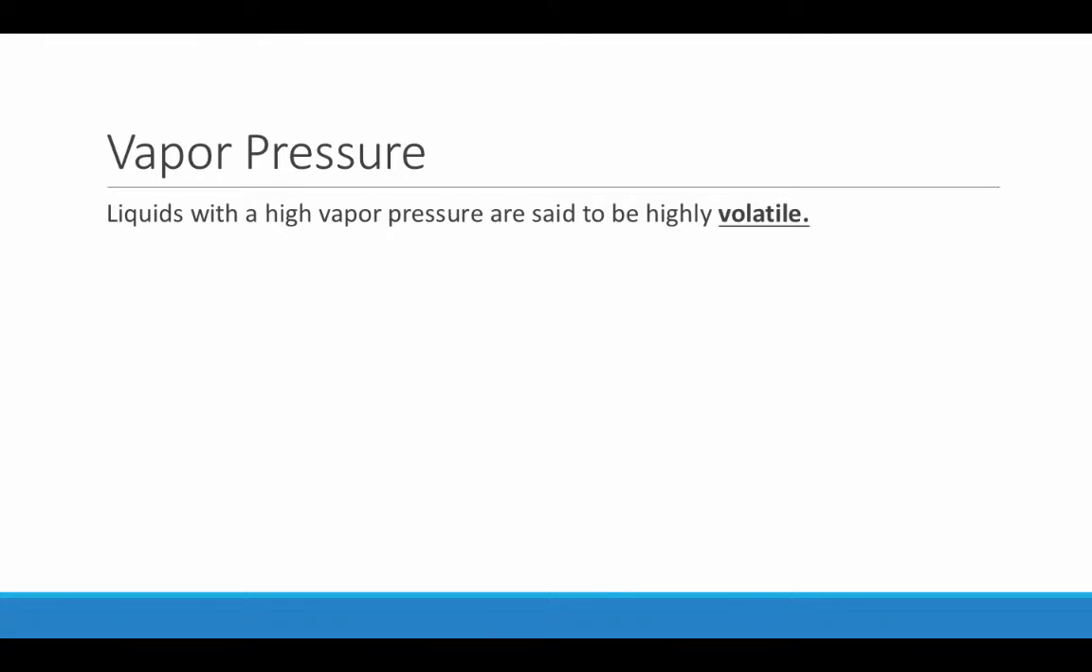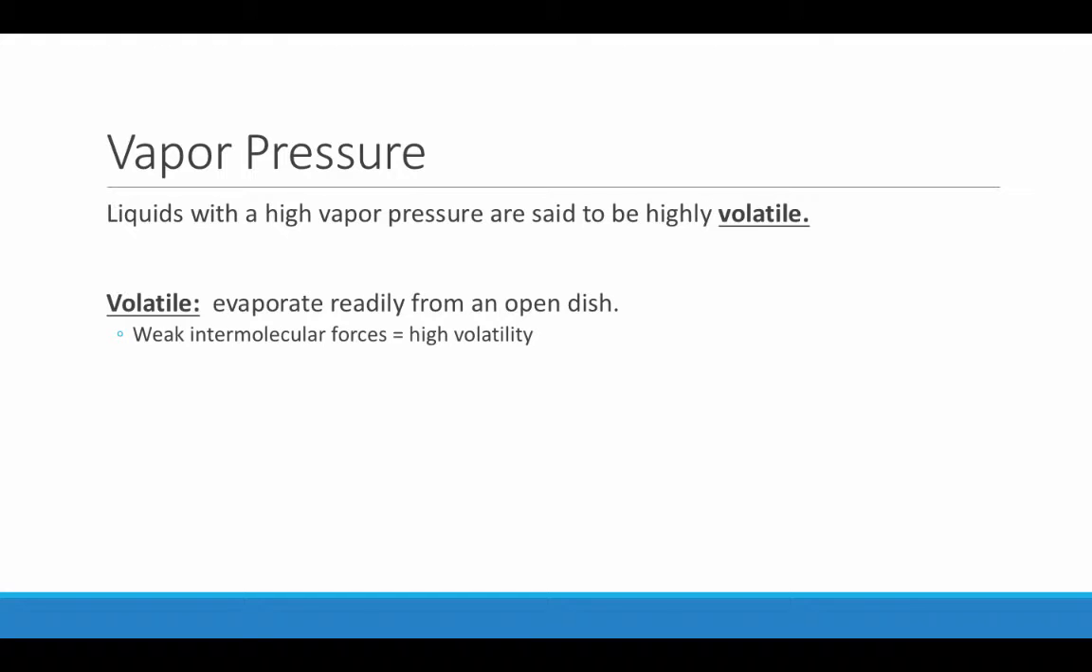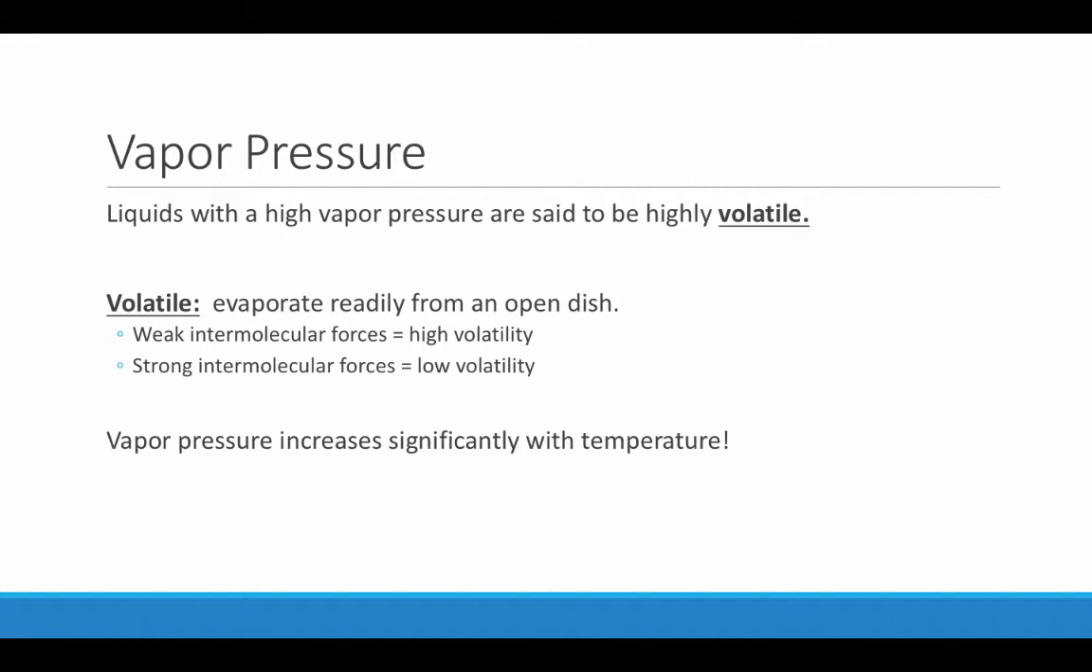Liquids with a high vapor pressure are said to be highly volatile, meaning they evaporate readily from an open dish. Weak intermolecular forces are correlated with high volatility and high vapor pressure. Strong intermolecular forces result in low volatility and low vapor pressure. Vapor pressure increases significantly with temperature because more particles at a higher temperature will have enough energy to join the vapor phase. It's also important to note that while we usually talk about the vapor pressure of liquids, even solids have vapor pressures. They're just quite low.